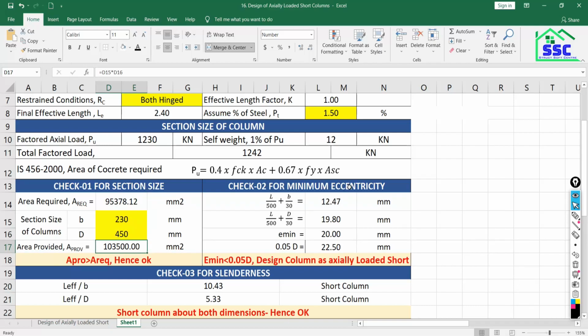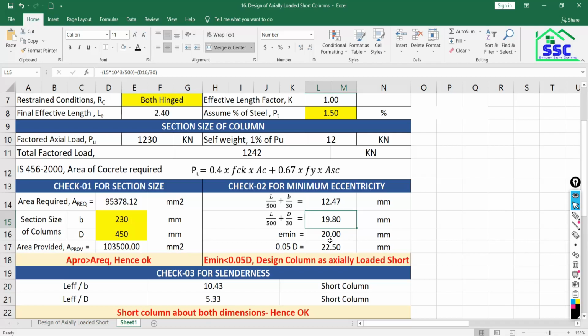Now for the minimum eccentricity check. As per the IS 456 2000, L by 500 plus the shorter dimension of the column divided by 30, we will get this value. Then L by 500 plus D by 30, so we'll get this value. And the minimum eccentricity we have to consider as 20.